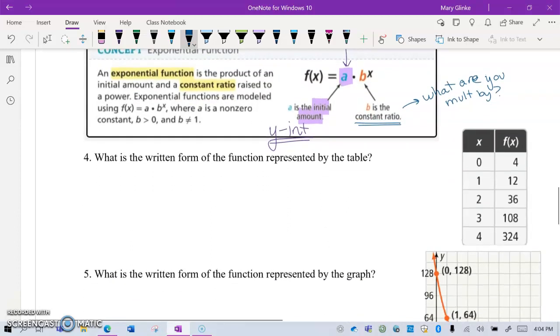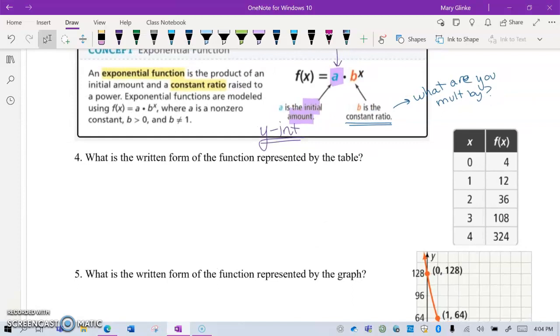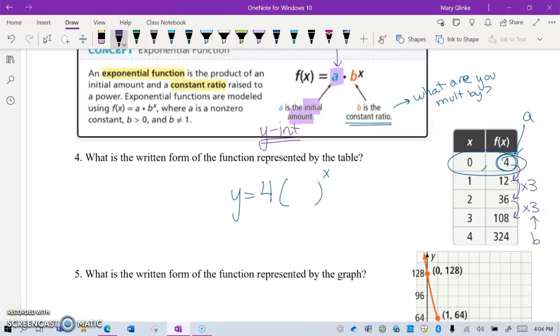So let's look at this first table here. When I see 0, something, this something is always your a value, which means you can always immediately write y equals 4 for this case. Now your b value is always, how do you get from your one y value to your next y value? So if you look at your numbers 4 to 12, 12 to 36, 36 to 108, what's happening each time here is you're multiplying by 3. That is your b value. So we're going to write a 3 in here for our base, and this is our equation.